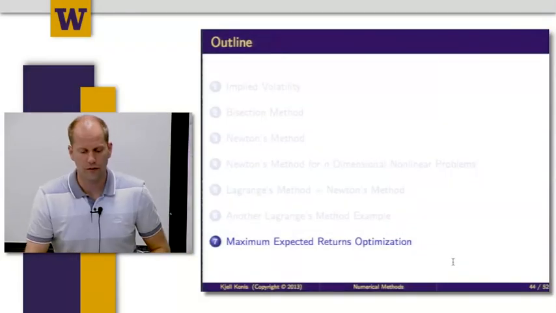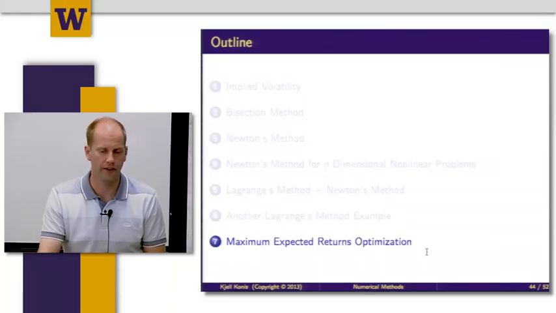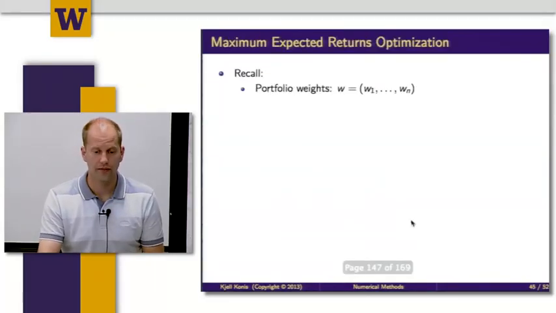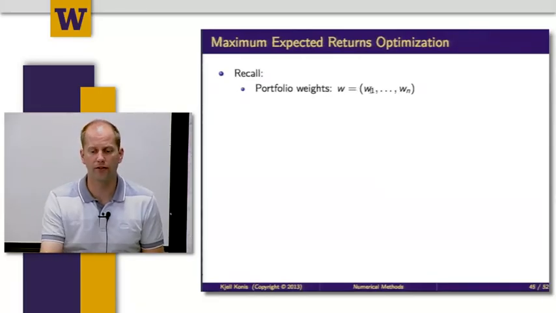Okay, so we'll do this one more time, looking at the maximum expected returns portfolio. Just a little bit of a reminder about the problem I'm trying to solve. I have a vector of portfolio weights, W, where I'm thinking of n assets in my portfolio. W1 is the amount of my portfolio invested in asset 1, W2 is the amount invested in asset 2, and so on. There's n assets in the portfolio.